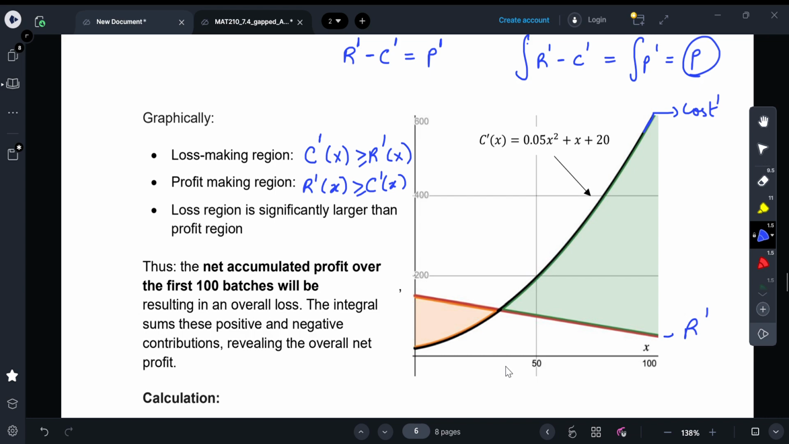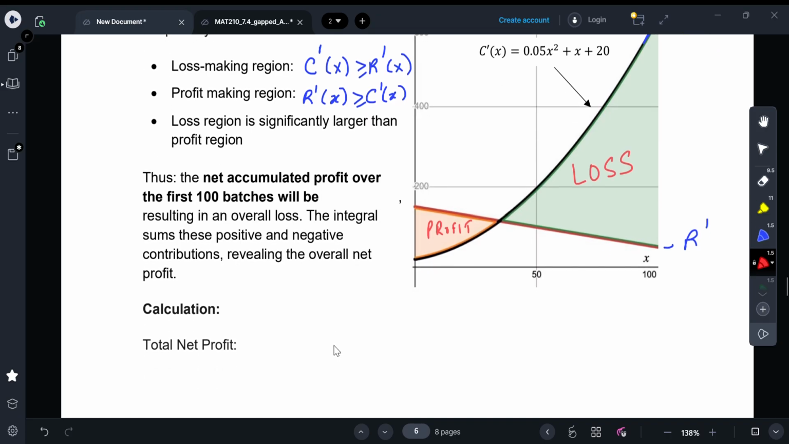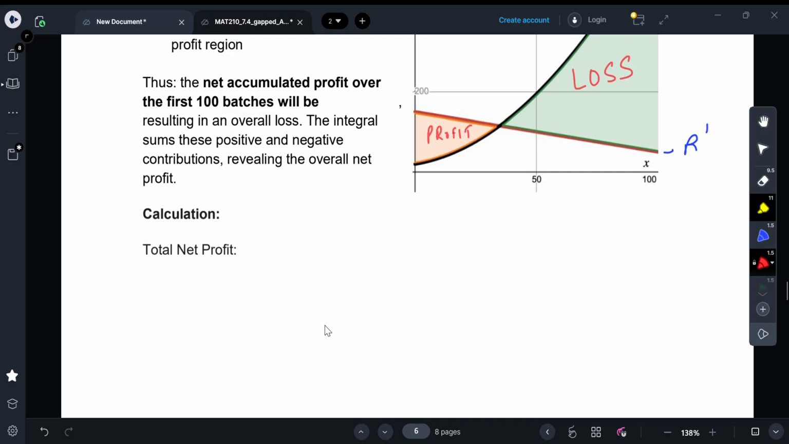So if I start making a lot of money from my YouTube channel, my revenue is going to be more than my cost. Loss region, clearly, as you can see here, I have a lot of loss. It's not matching the color code here because this should be red, this should be green because that's profit, right? Thus, the net accumulated profit for the first 100 batches should give me a negative value at the end, right? So let's calculate this and see if the integral gives me the right answer.